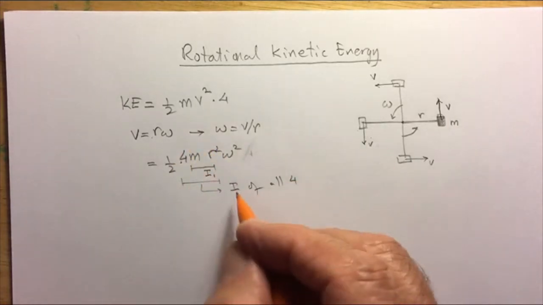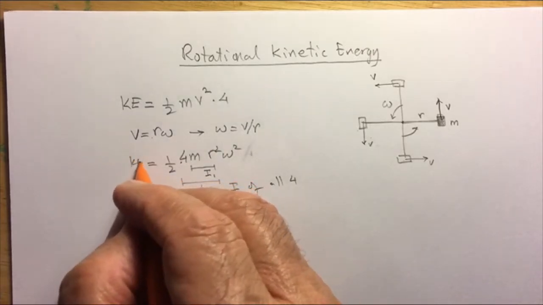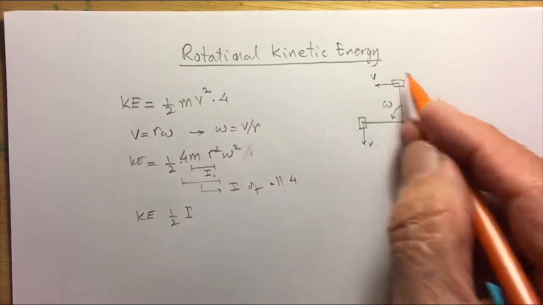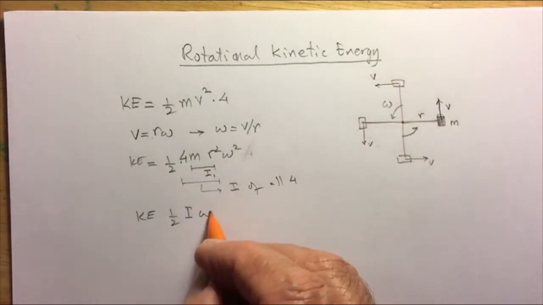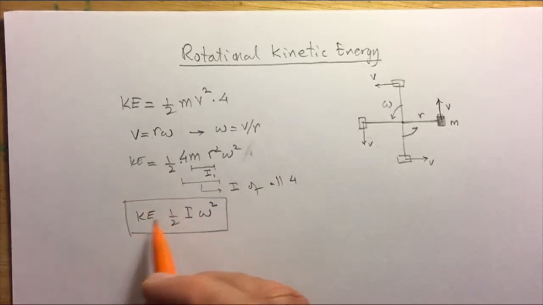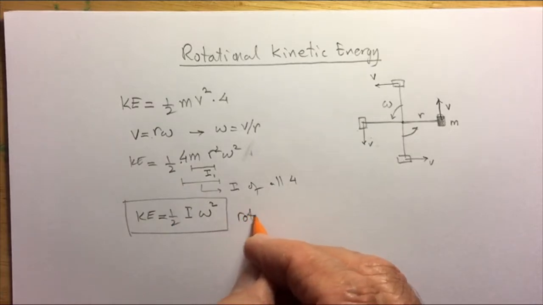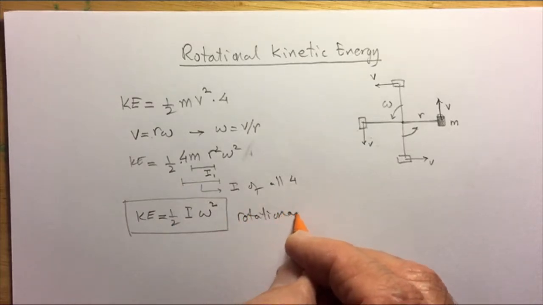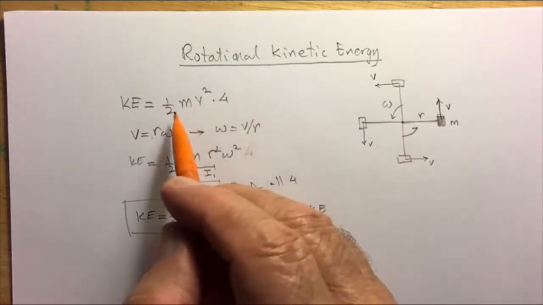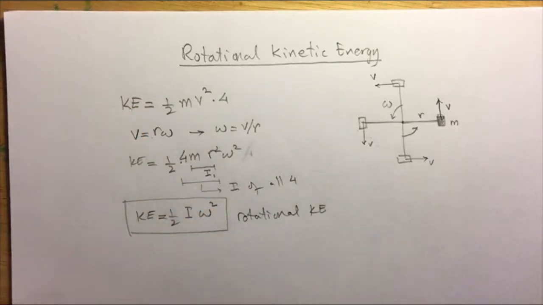And so this can be replaced with the moment of inertia, and so the kinetic energy is half the moment of inertia of this system times omega squared, and that is what we call the rotational kinetic energy. And to differentiate it from the linear, we can call this the linear or the translational kinetic energy.